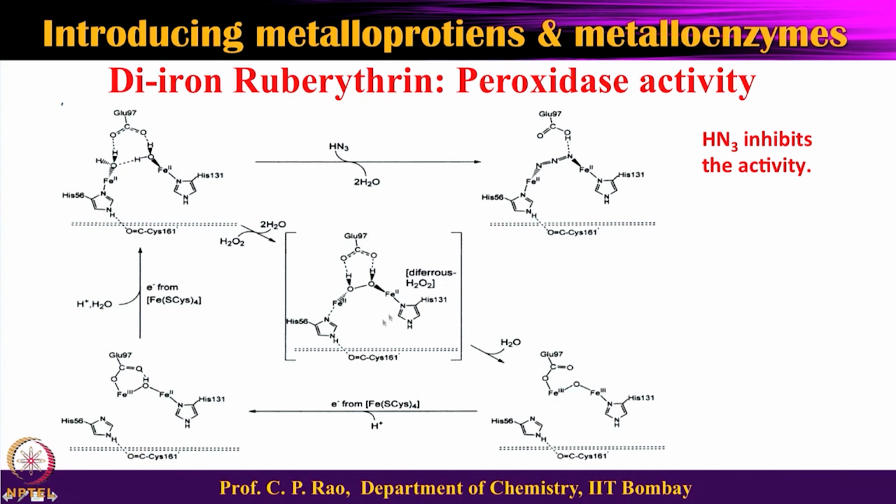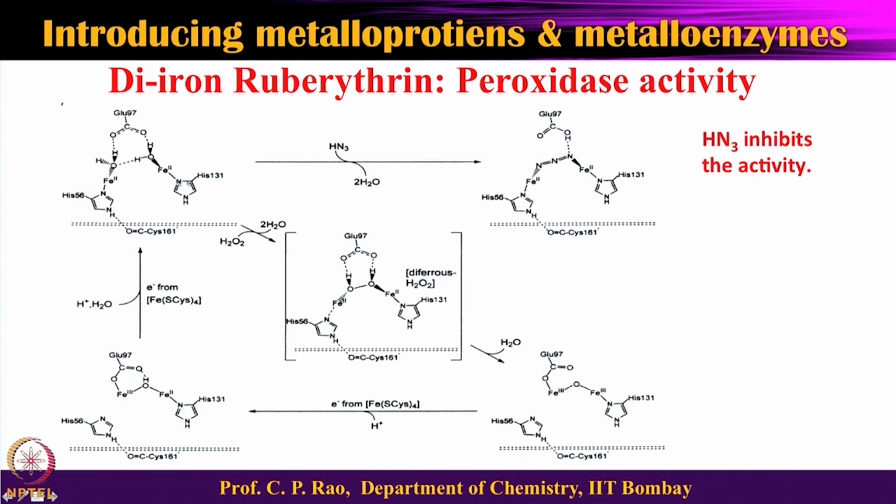So, the iron center. How do we know this is really the center that is responsible for the reactivity? Now, you react with HN3. The HN3 will bind in this region where otherwise H2O2 binds. So, H2O2 is binding here, and in the same place N3 minus will bind. When N3 minus binds, this will inhibit the reaction. So, this clearly tells us this is the reaction center.